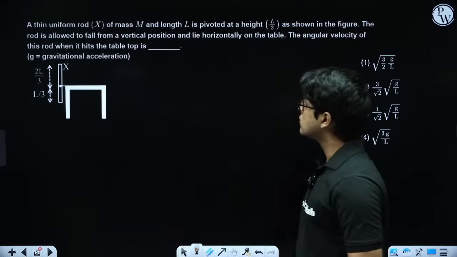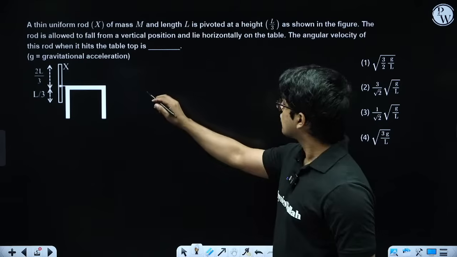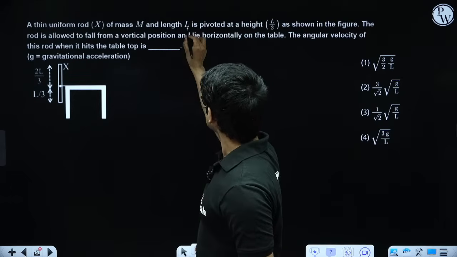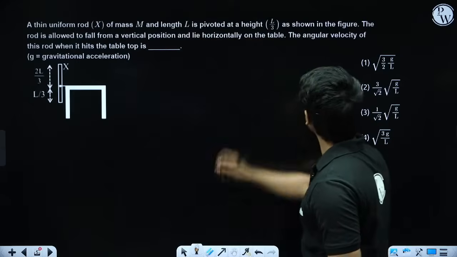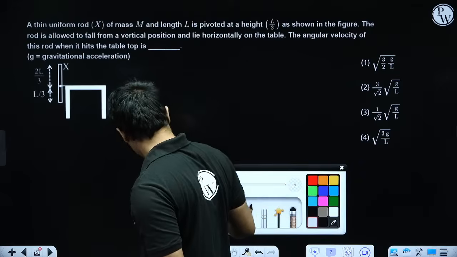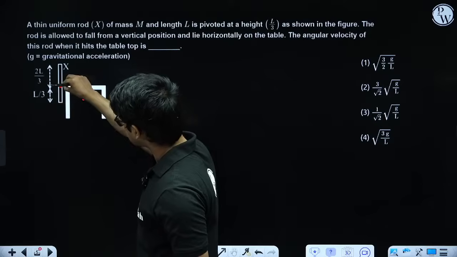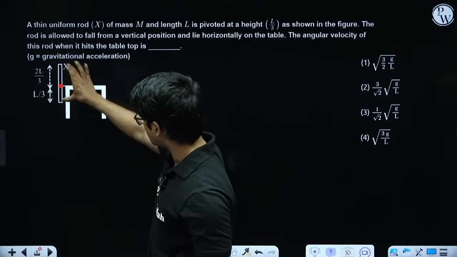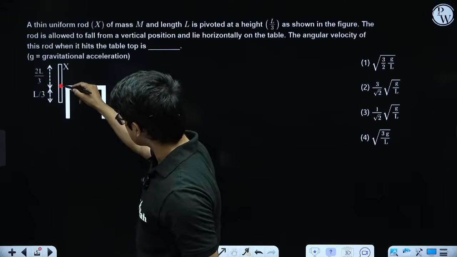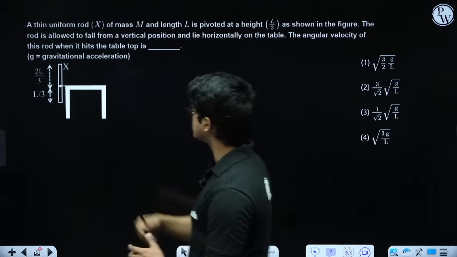Okay, so this is the second question. It's a problem on just rotational mechanics. Here we have a thin uniform rod. As you can see over here, its length is L and it is pivoted at a height L by 3. The pivot is over here at this location. At this location the rod is hinged, which means the rod is about to rotate about this horizontal axis, and the distance of this pivot from the edge is L by 3. So that is the situation.